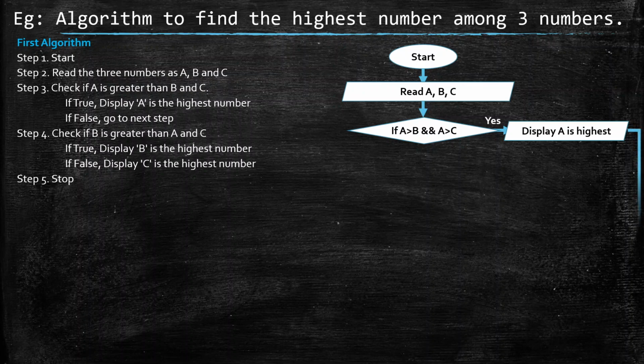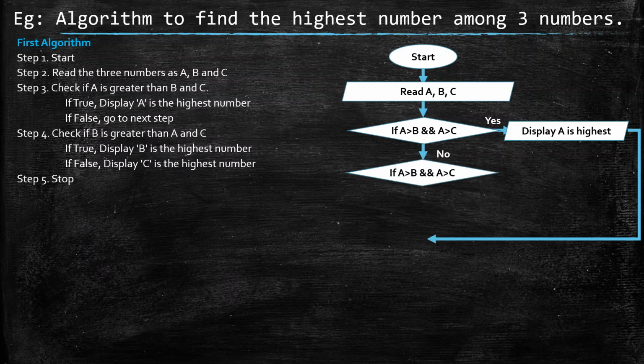Okay, so if no, then of course we have to think about another condition. So let's compare B with A and C. If B is greater than A and B is greater than C, you can understand, please try to understand this. If yes, then of course B is the highest number. If no, then of course we can say C.